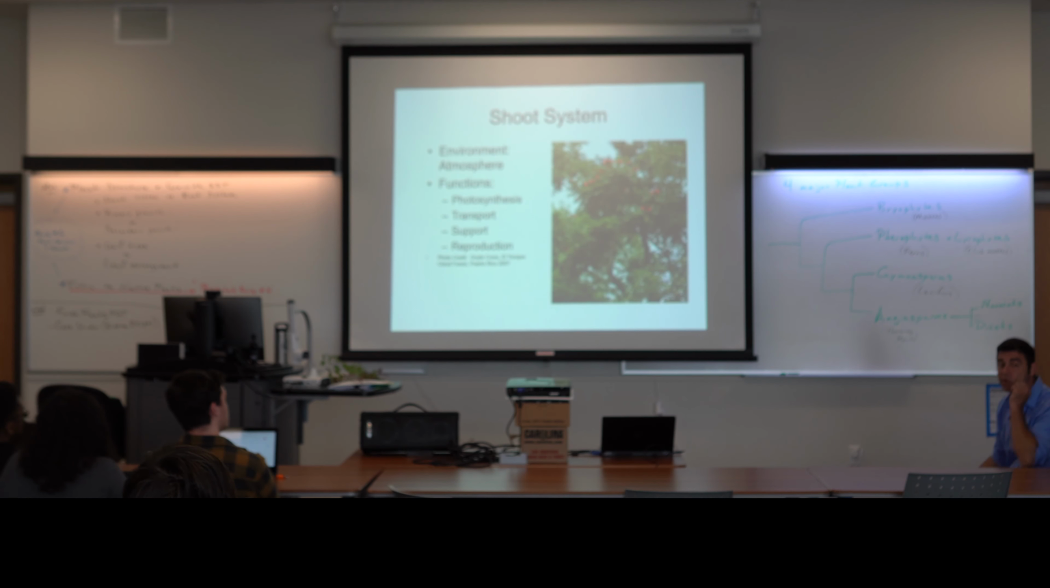Okay, let's jump to the shoot system. This is the above ground part of the plant. And we're going to see the structures are different as well as the functions. We obviously see green photosynthetic parts to the plant. But then there are also those showy parts to the plant that are not about photosynthesis at all. Instead, those are about tricking pollinators.